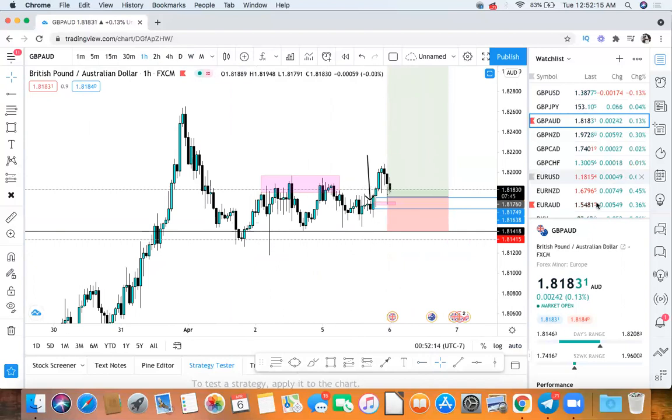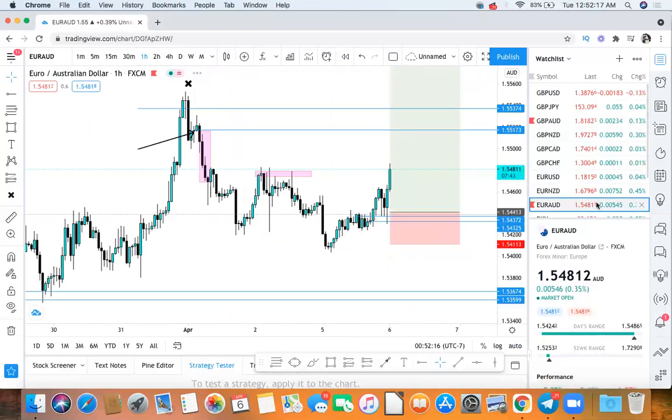So with that being said, those are the only 2 pairs I'm taking a look at for tonight's London session.